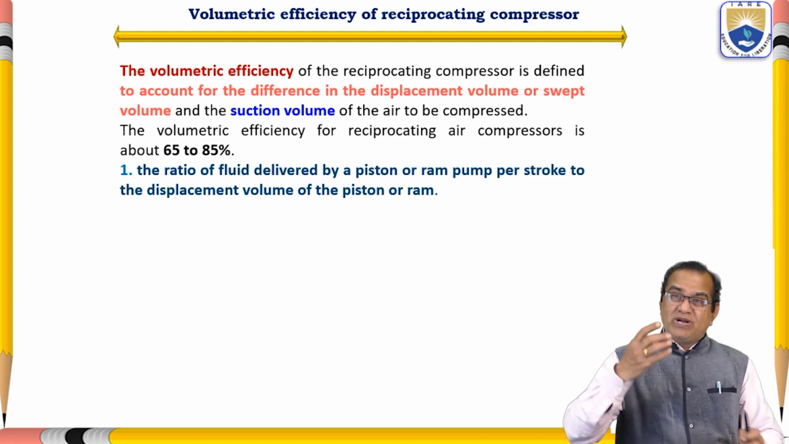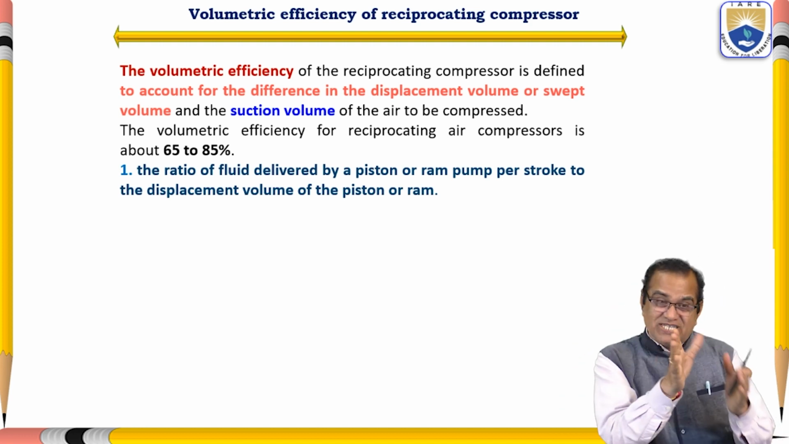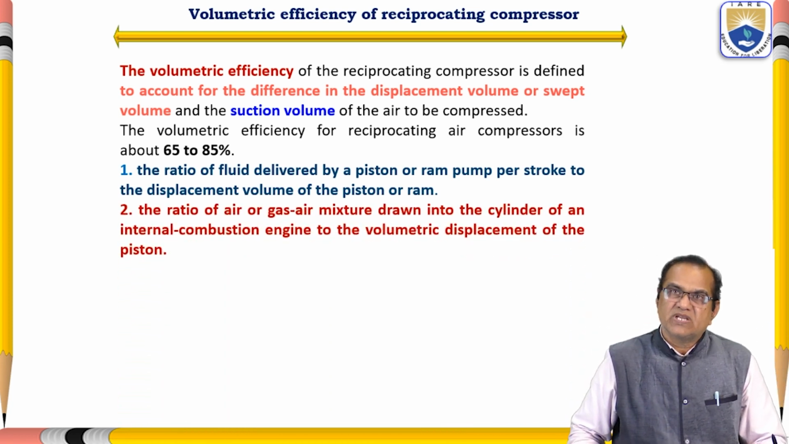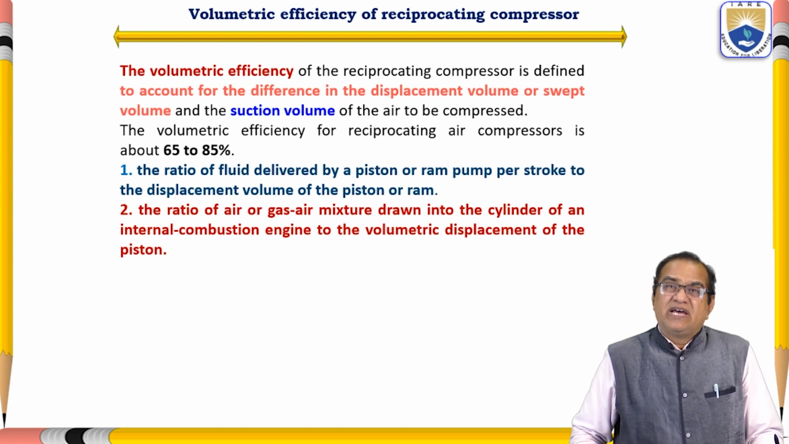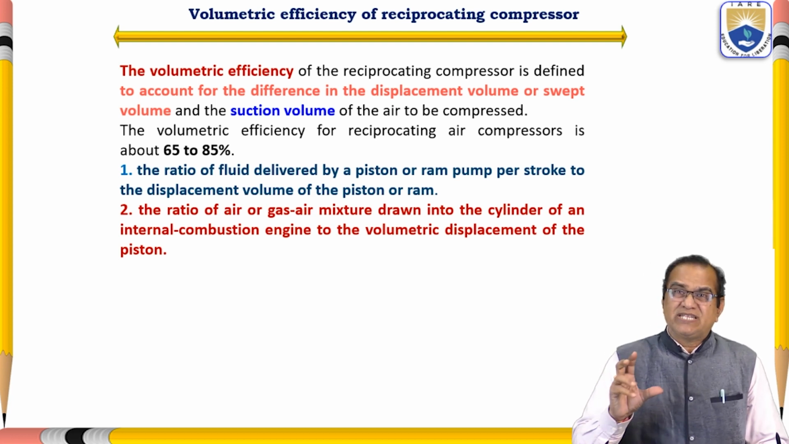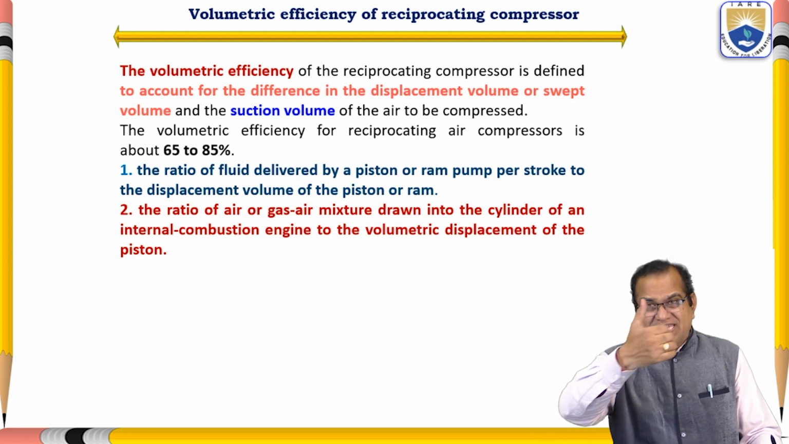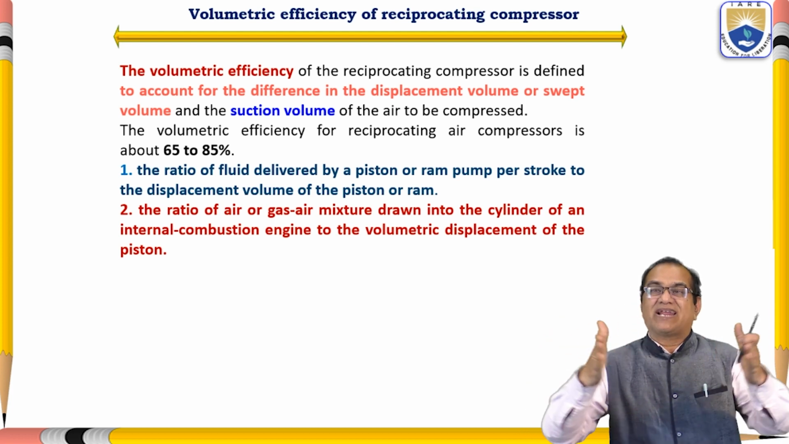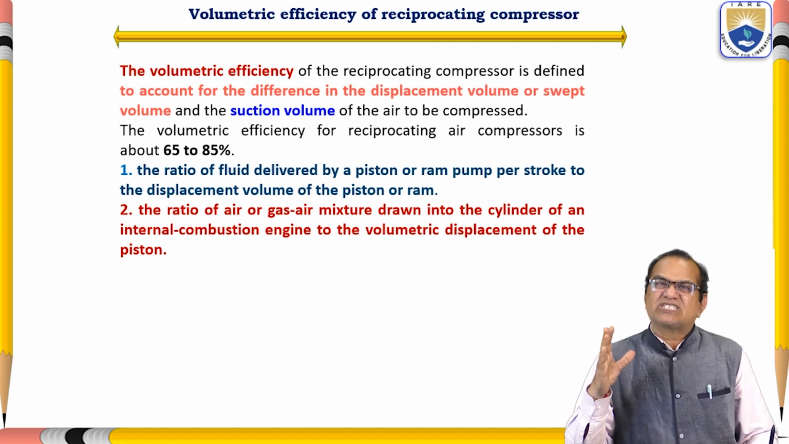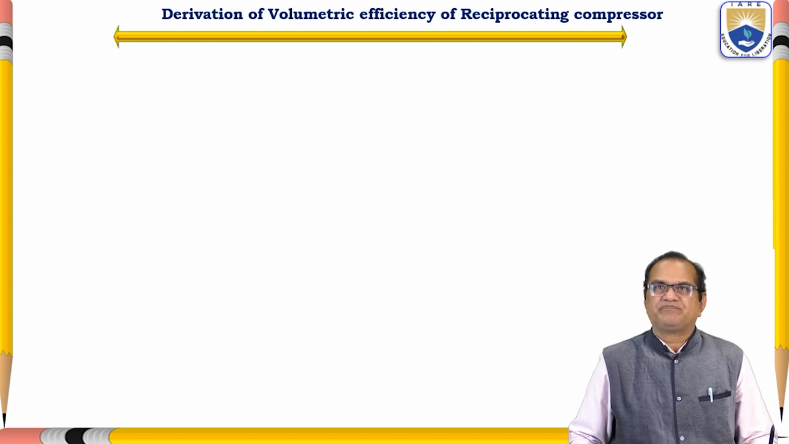So how much you are delivering and how much is the stroke of your cylinder, that is called the volumetric efficiency. The ratio of the air or gas-air mixture drawn into the cylinder of an internal combustion engine to the volumetric displacement of the piston. So it is how much it is sucking, how much air is actually going in, and how much is the real volumetric displacement or the stroke volume of the piston, that is called the volumetric efficiency.